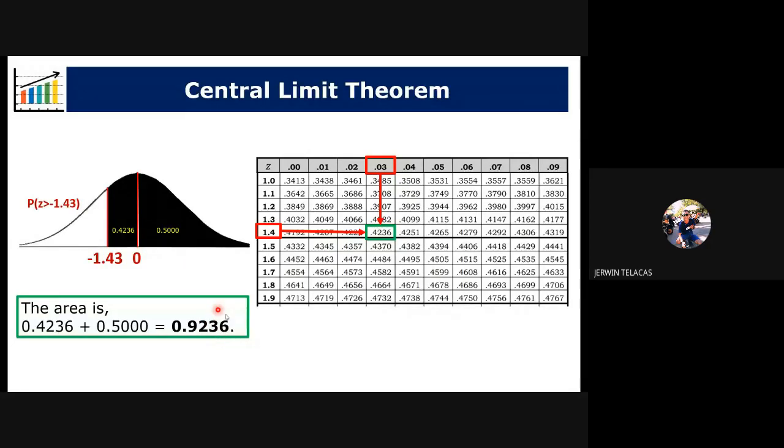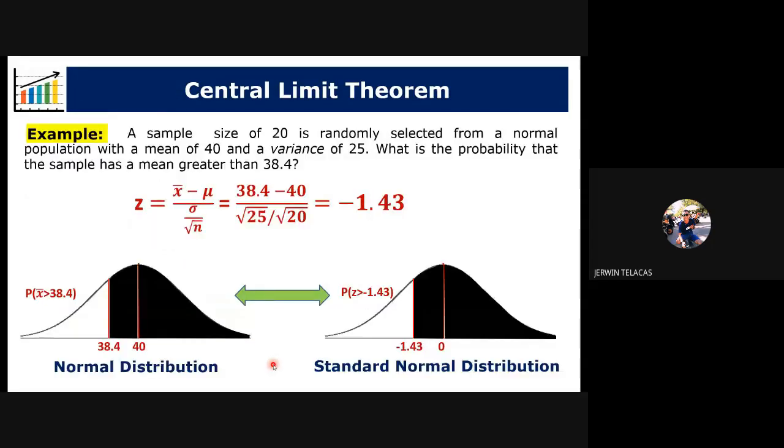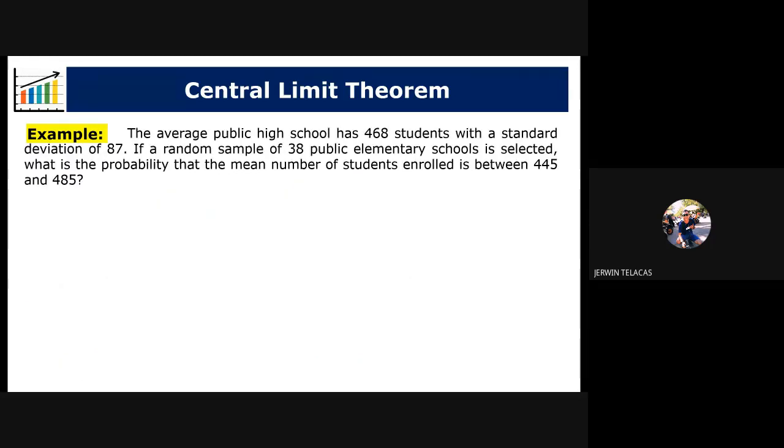So this is it. The probability that the sample has a mean greater than 38.4 is 92.36%. So that is the answer for this problem. Is that clear? Yes, sir. Okay, let's proceed to our last problem.